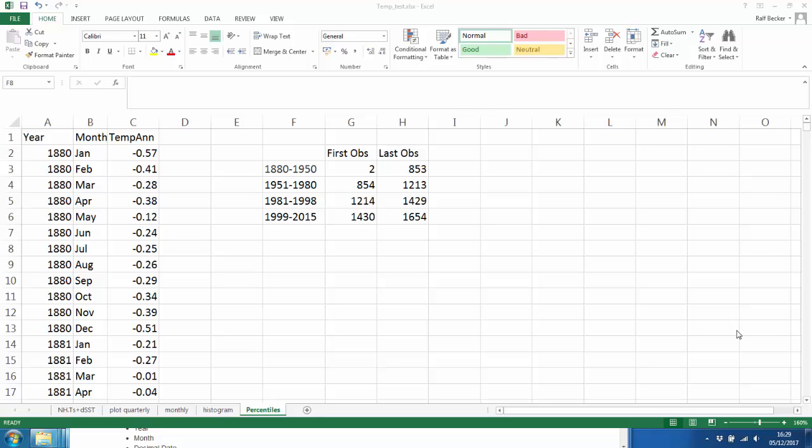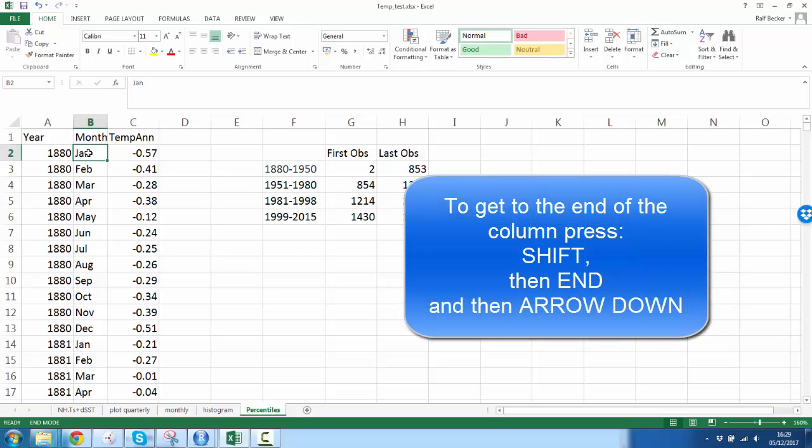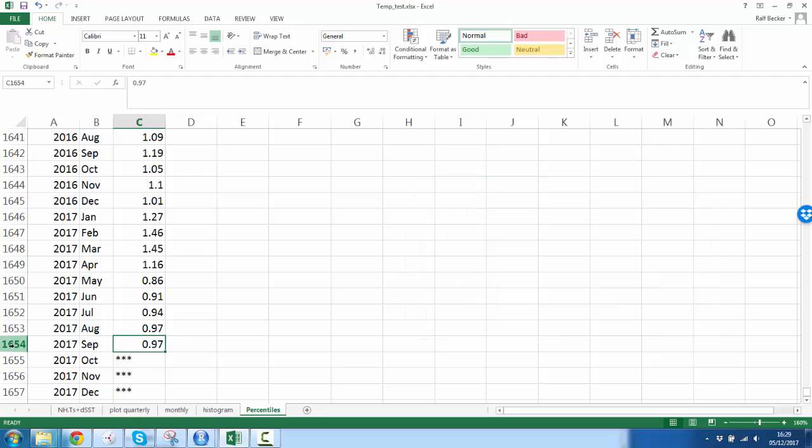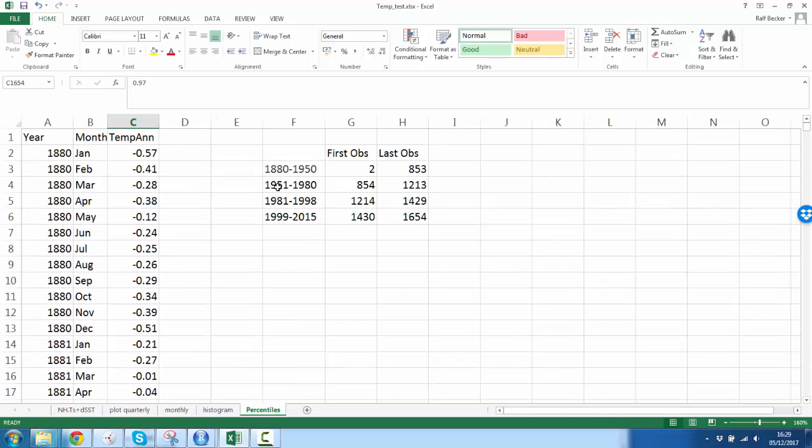In this clip, we're going to learn how to calculate percentiles of a time series or any data set in general. The data we are looking at here are monthly Northern Hemisphere temperature anomalies. We are starting with our observations in the year 1880 and in January, and that observation is in row 2. Now we want to find out where the last observation is, and that is available in September 2017, and it's row 1654.